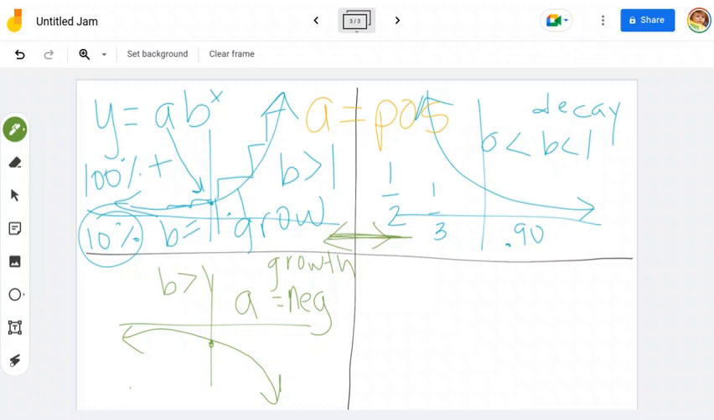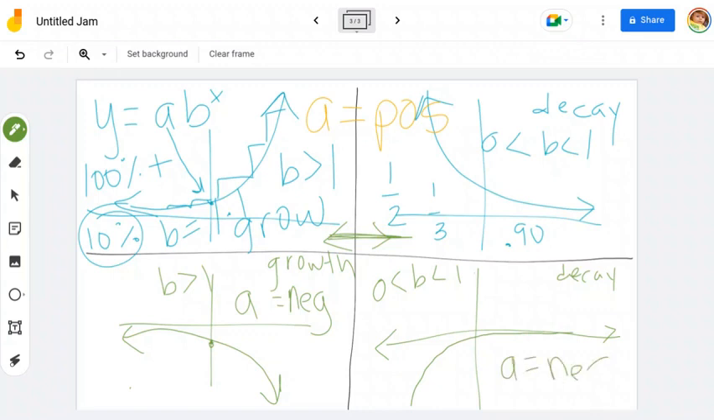All right, we can also have decay of an exponential. We just said above that the growth factor, or in this case the decay factor, has to be between 0 and 1, so it's a fraction. But this time it's going to start very far from the x-axis, and then get closer and closer. In this case, A is also negative. Let's recap.